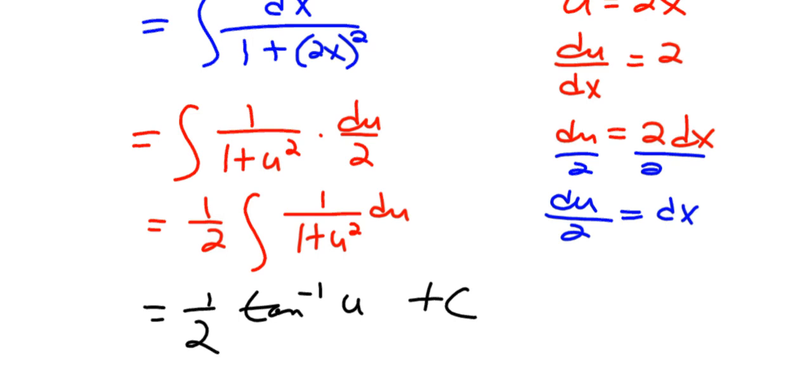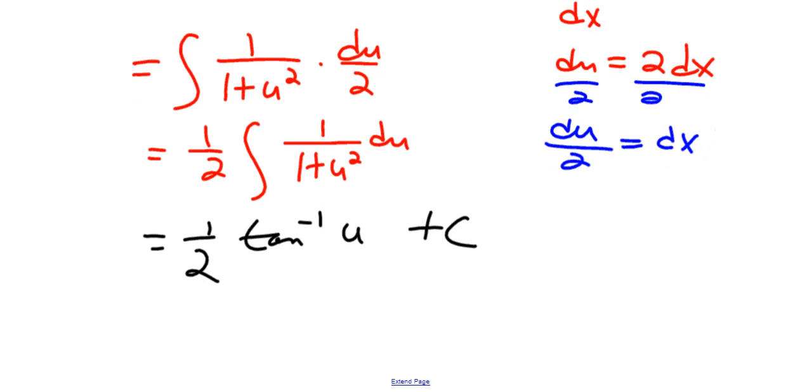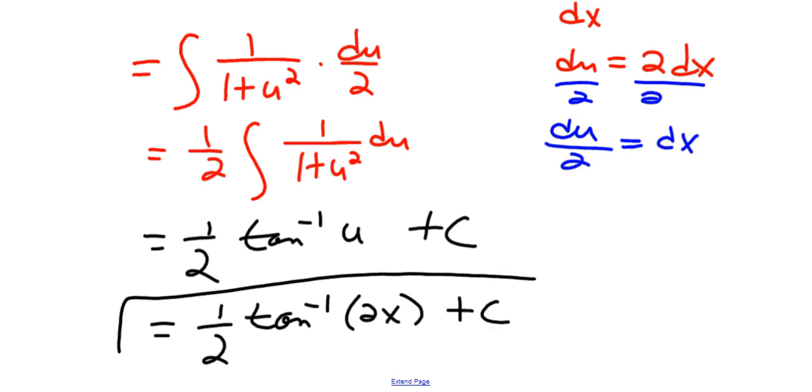Last step would be resubstituting u with 2x. So I have 1/2 tangent inverse of 2x plus c. And remember, we can always take the derivative of this, and I should get back to the original integrand, and it does.